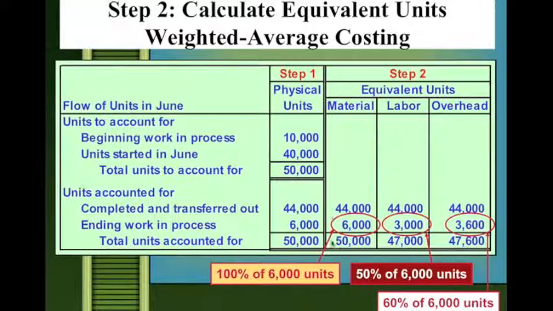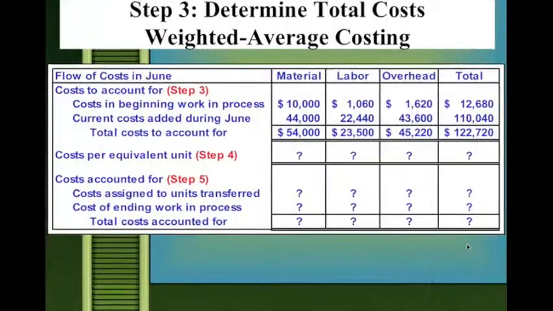What is that good for? Because now we see total units in each aspect. Material, we have 50,000. Labor, we have 47,000. And overhead, we have 47,600. So now we know what the units are. So now we can look at the costs.